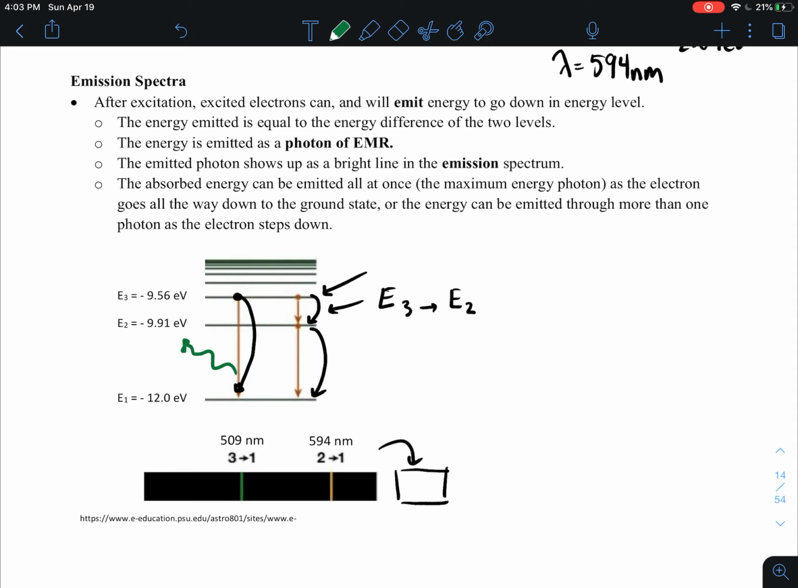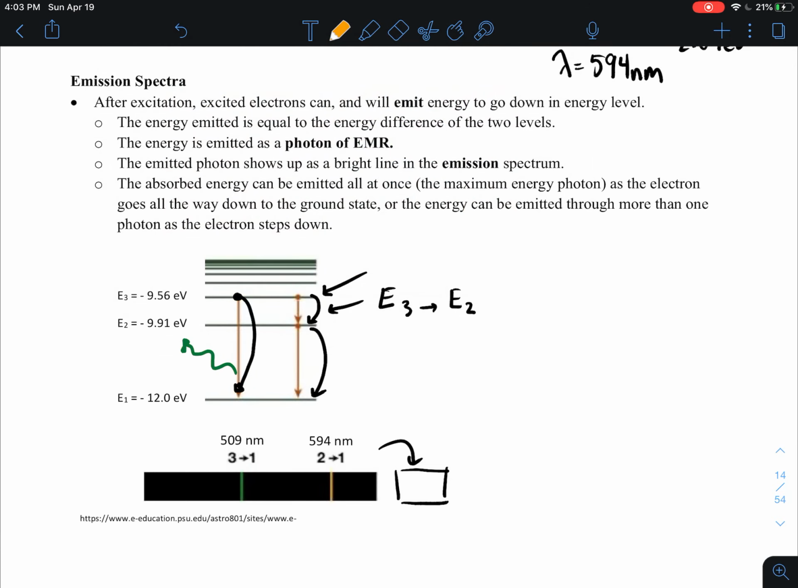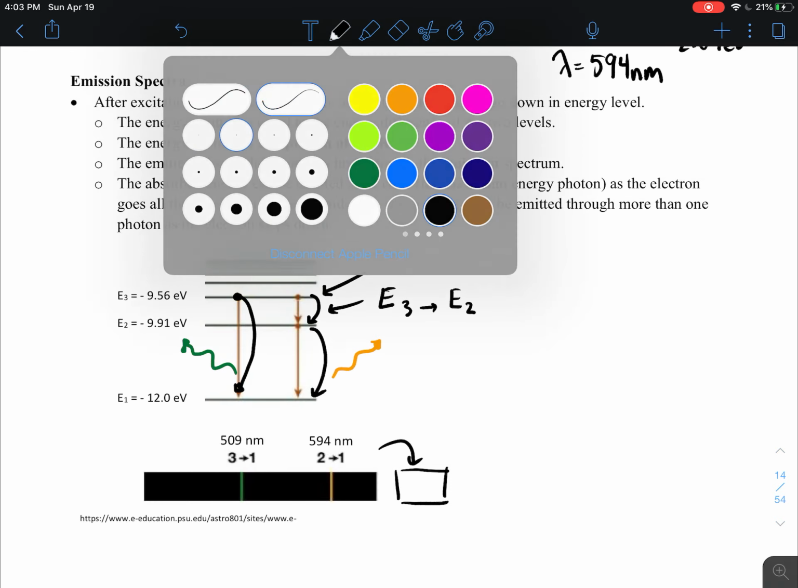The photon will then be released. I'm just representing a photon as this wavy green line here. And in this case, as it goes from 2 to 1, it will also release a photon. So it releases a green, releases an orange, and that's why we can see it on this black background spectrum. Once again, let's see where the smaller one, E3 to E2, would be.